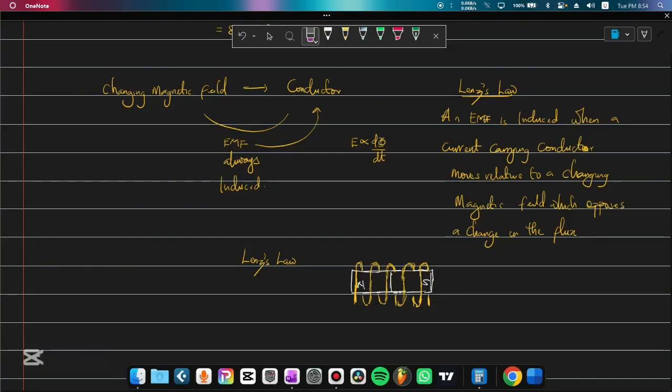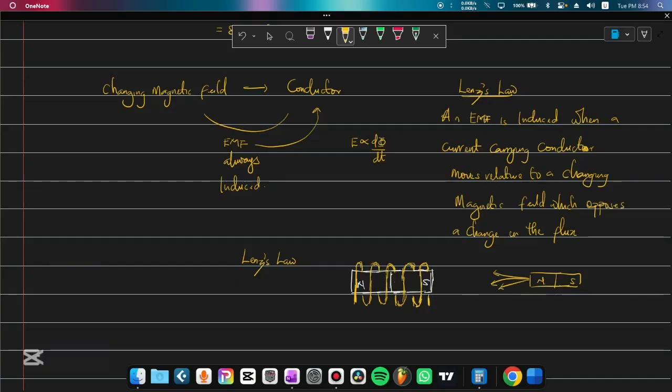It is only when it is moving into the coil or moving out of the coil, only when it is moving relative to each other, that is when the EMF is going to be induced. Now, like I was saying, according to Lenz, if the magnet is moving inside the coil, or if the magnetic field is moving inside the coil, like we know, magnetic field lines always come out from the north pole.